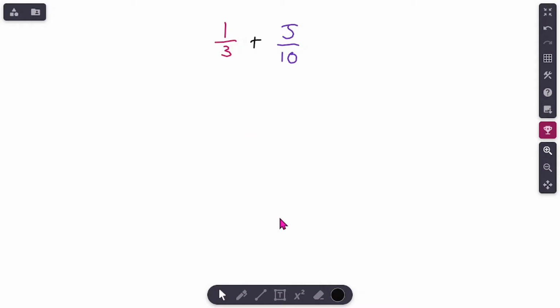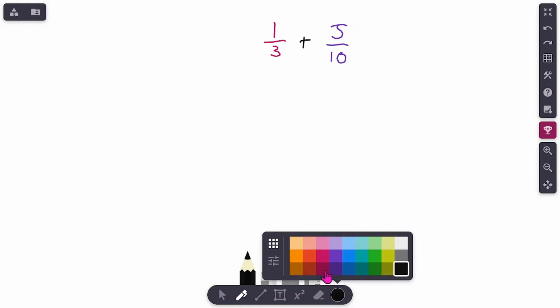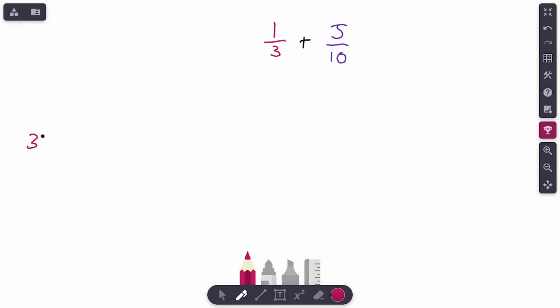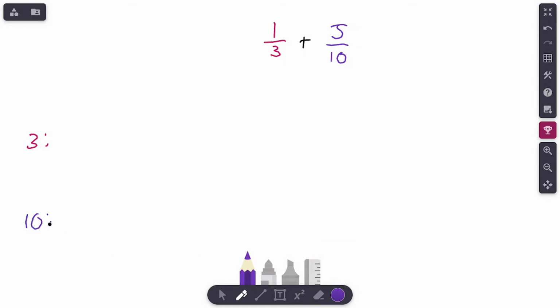Okay, so we're doing some adding here. First thing I noticed, denominators are 3 and 10. They're not the same. So because they're not the same, I'm going to list them out. Okay, we need to find a common denominator for the two. So there's 3, and here is 10. So let's find some multiples of each.